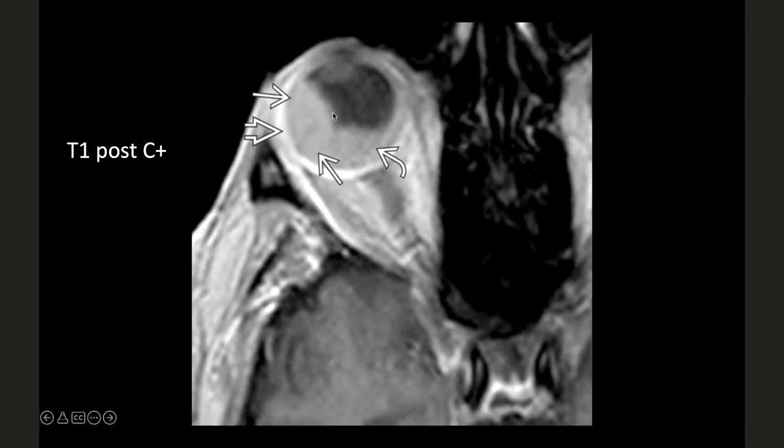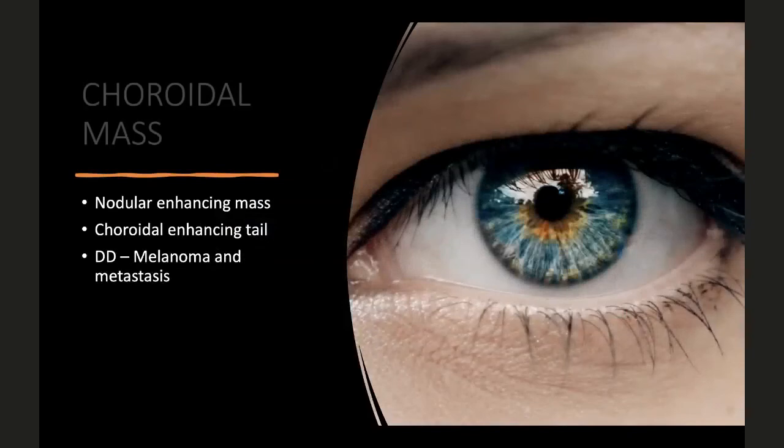So T1 post-contrast, see this? This does not follow any anatomy specifically, like I can say choroidal detachment or retinal detachment. Whatever is present, it's pushing on all those kinds of structures. But this one is post-contrast and it's enhancing. So this one is a metastasis.